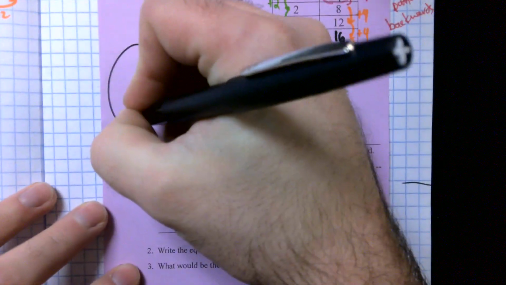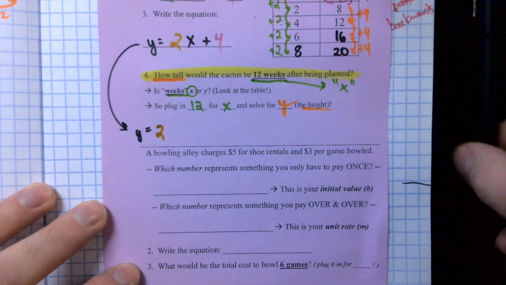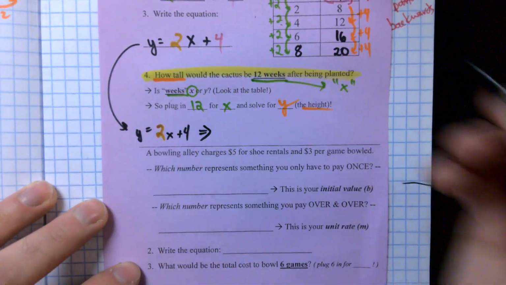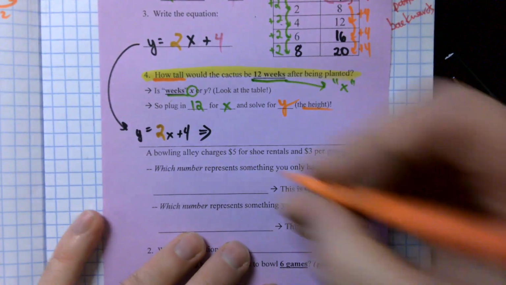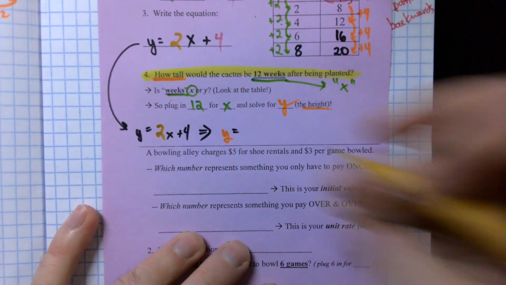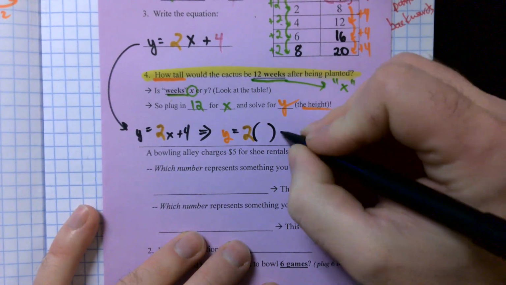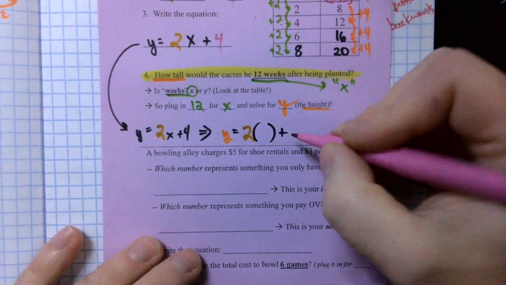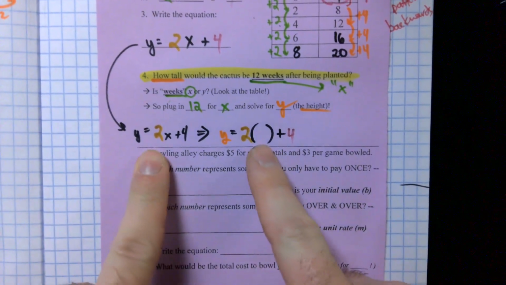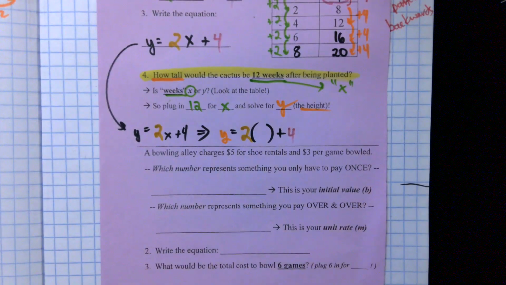So I'm going to drop my equation down here. Y is equal to 2 times X plus 4. And we're going to turn that into Y equals 2 times something plus 4. Right? All I did was rewrite my equation without the letter X. Threw some parentheses in there.